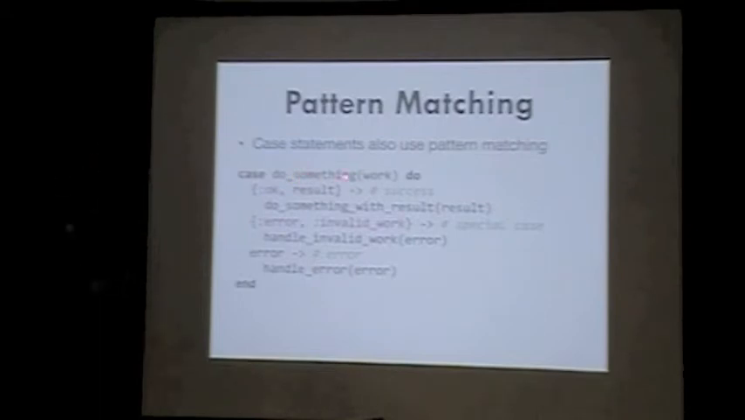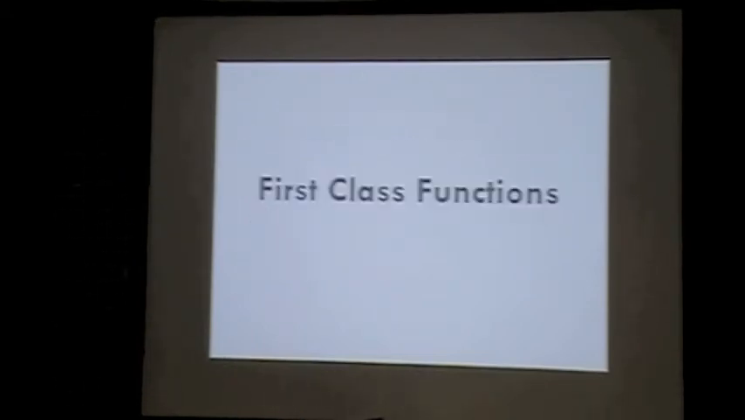Or maybe when we call this do_something function, it returns an error, so we receive this error tuple with invalid work or something. Maybe we want to handle that, because we passed something that was invalid. That would be the second case. But then we usually want to have some sort of wildcard catch-all case, in case it didn't return either of these two values, something we were not expecting at all. So we just bind it to the variable error and pass it off to this handle_error function. This is very nice because no matter what this function returns, one of these three actions will be taken.